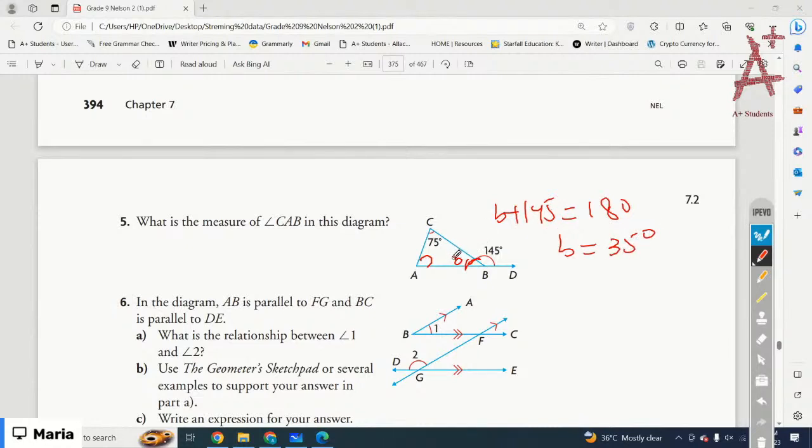So that means you have now angle B, that is 35, and that is 35, and we know that the sum of all the angles in a triangle must be 180. So 75 plus 35 plus A equals 180. So 75 plus 35 is 110. So A is 180 minus 110, that equals 70 degrees. That means angle A equals 70 degrees, right?